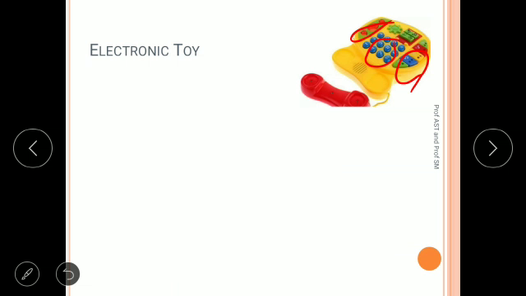Now obviously all of you know that we are not going to use it to connect to some other people and talk in real time. It is for playing purposes. So there are few keys which the kids can press and they can hear different sounds.